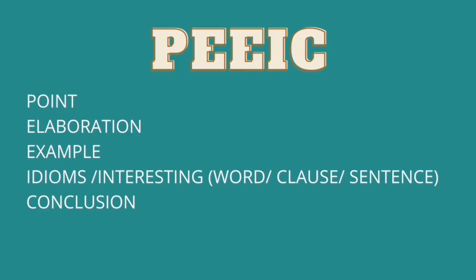If you apply this PIC formula in writing your paragraphs, you will at least have 5 sentences in your hand already. Which means that for each one of the abbreviation in the formula PIC, you have to come up with 1 sentence. Okay, example, for point, you need to come up with 1 sentence. Elaboration, you need to come up with 1 sentence, and the same applies to the rest of the abbreviation.